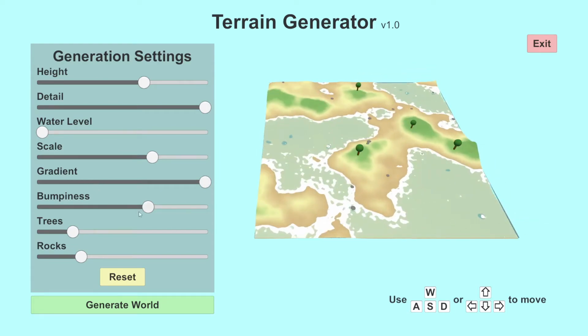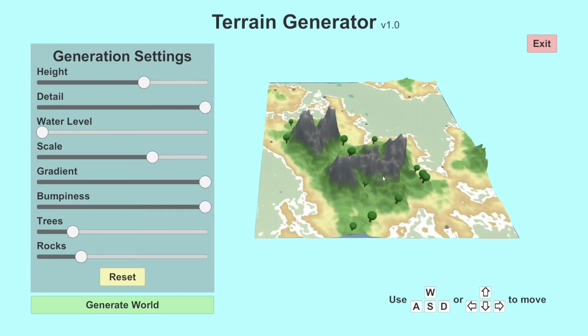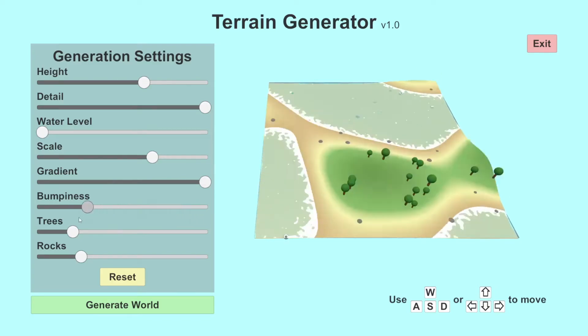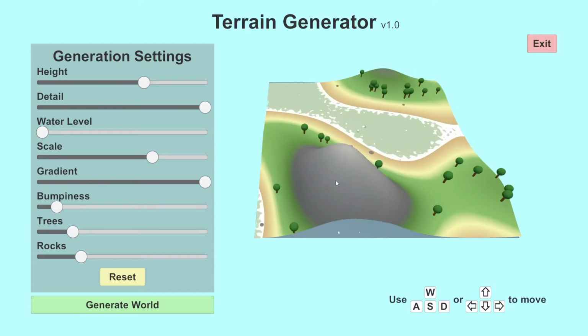Next is the bumpiness. This determines the relative magnitude of each layer of Perlin noise. If we turn it up, we can see that the world becomes very jagged, and if we turn it down, the world becomes smooth, which gives it a simple and stylized look.